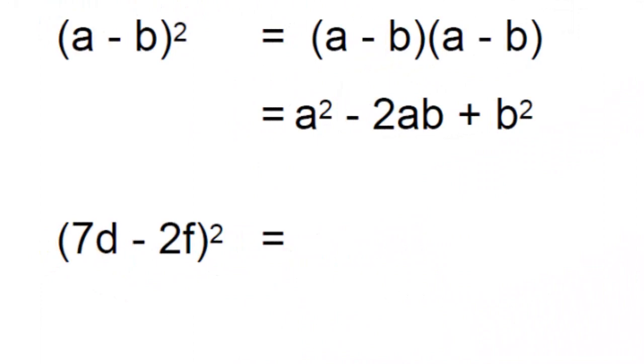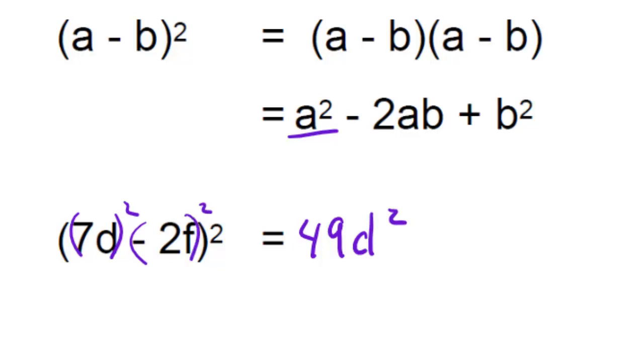So we're going to go ahead and square this difference here. We're going to take the first one and square it. So 7d to the second power is going to give us 49d to the second. And then we're going to take the negative 2f and square it also, because that's the last term there. And that's going to give us a positive 4f to the second.